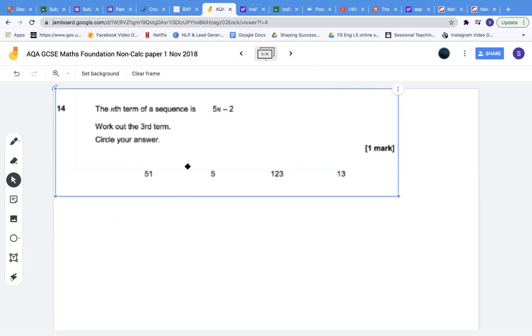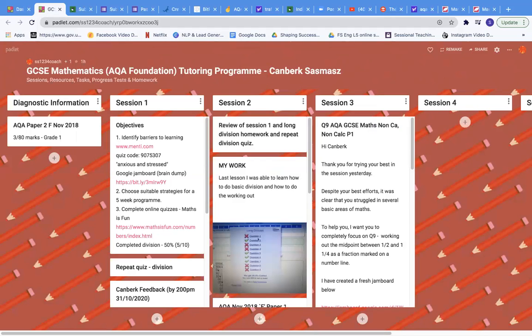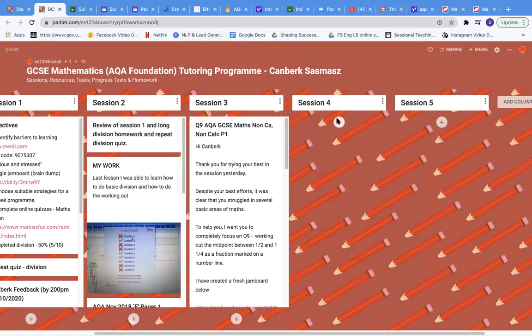And then I'm going to ask you to do some additional work, which I'll post on the Padlet. This is your Padlet. So I'm going to put your work under session 4. I'll write what you need to do in there. And then by Wednesday, can you have the work completed? Sure.